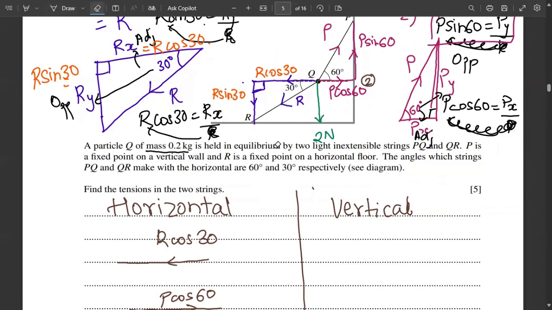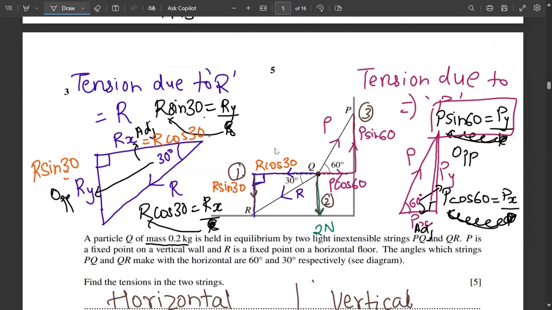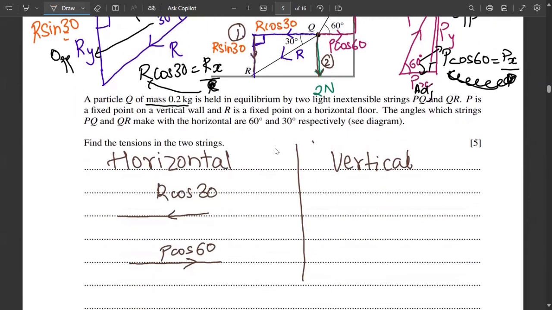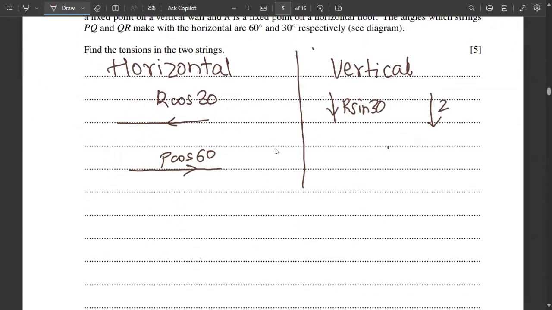So let me erase this. This is the first vertical force, R sine 30, acting downwards. This is the second vertical force, 2 Newton, acting downwards. This is the third vertical force, P sine 60, acting upwards. So let me write that down. One is down, R sine 30. The other one is 2 Newton, and one force acting upwards is P sine 60.